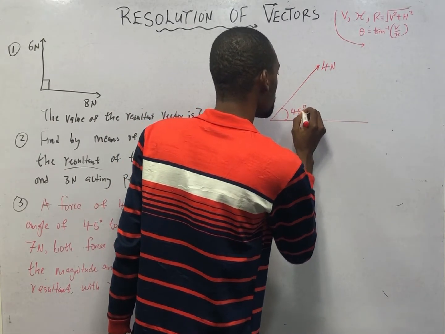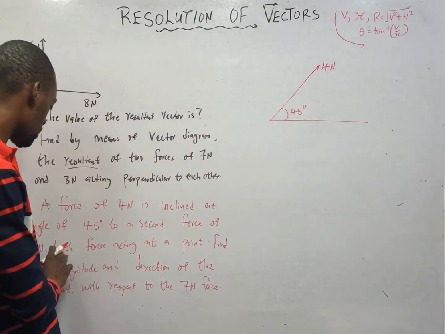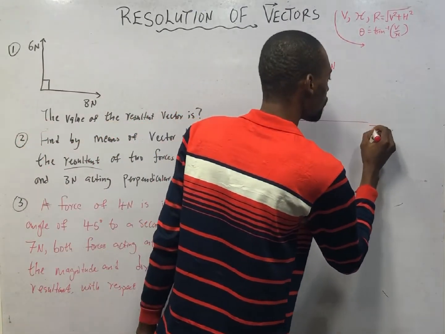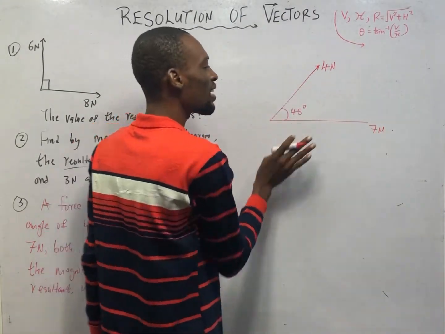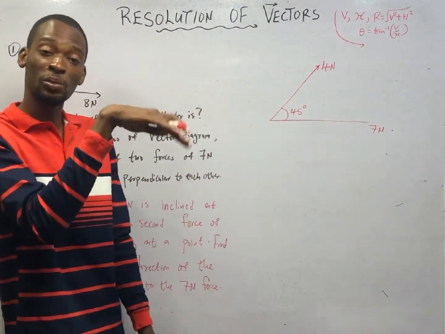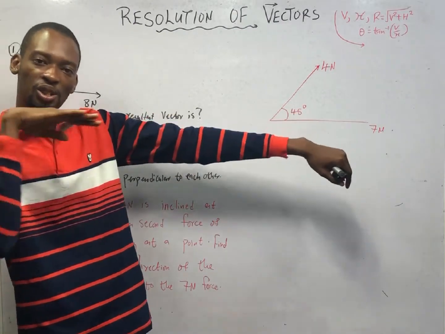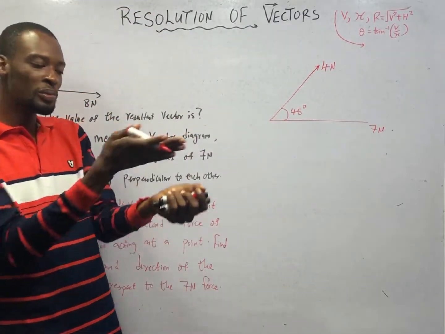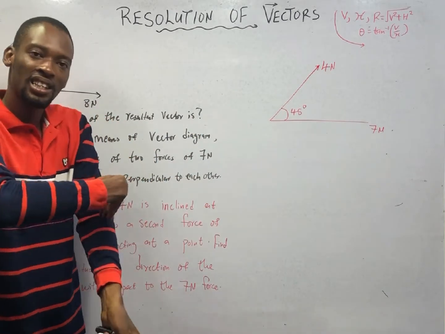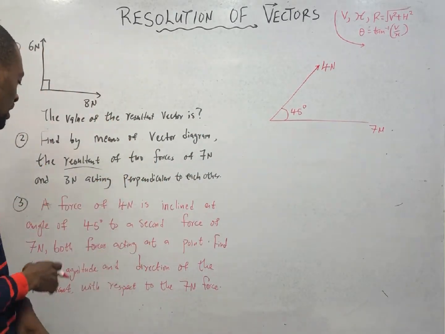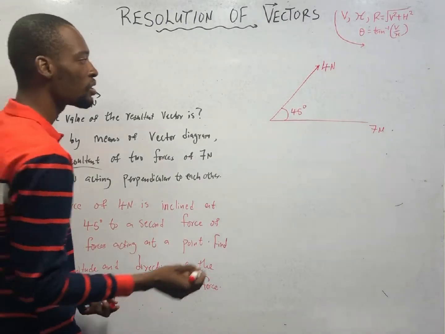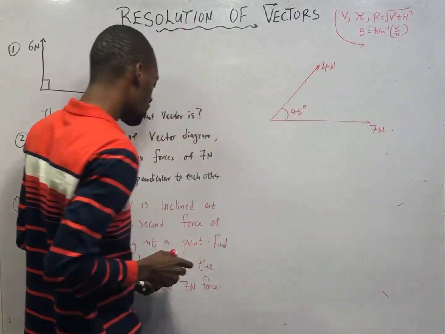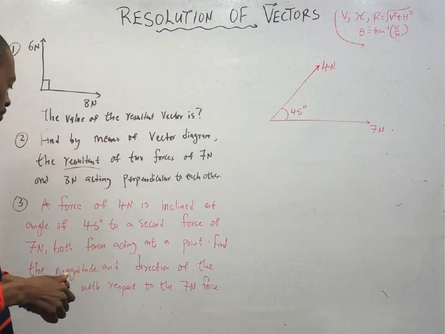at angle of 45 degrees to a second force of 7 Newton, it simply means that here is 7 Newton. So when you are inclined to a particular angle, a particular force, it means that one is straight, horizontal, another one is being inclined on it. You need to be standing like this for somebody to be inclined on top of you. They both act at a point. So it simply means they start from this place. So this is going here, this is going to that place.